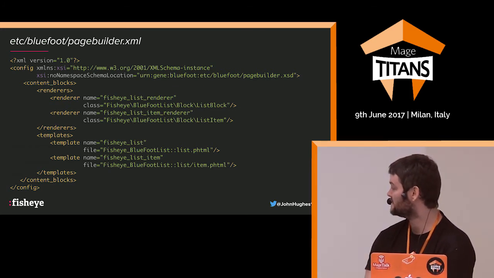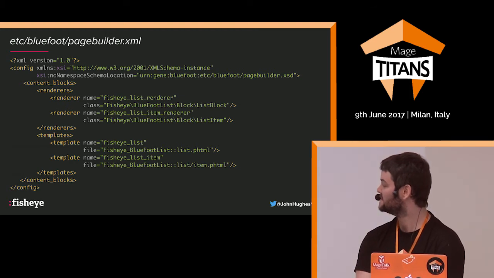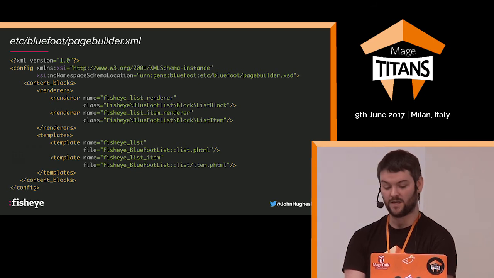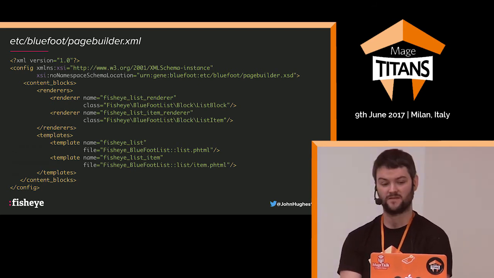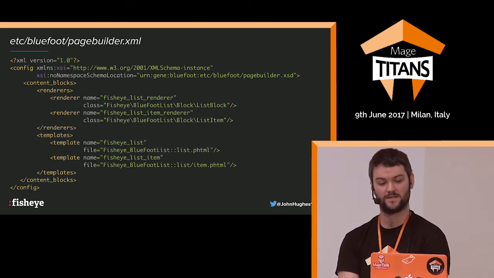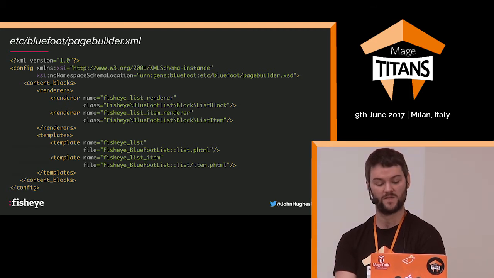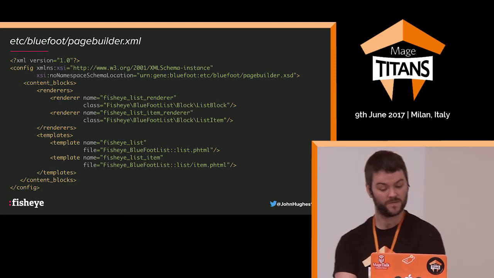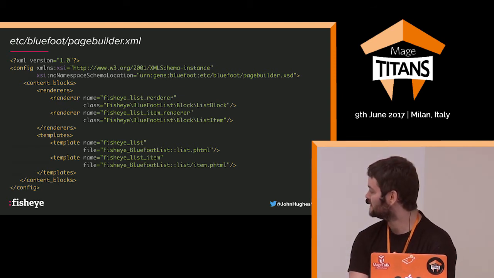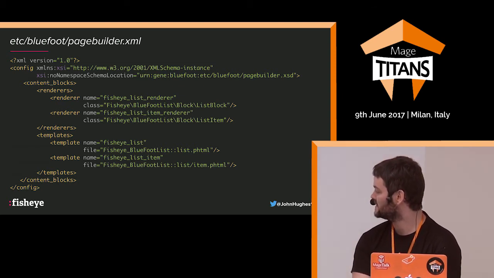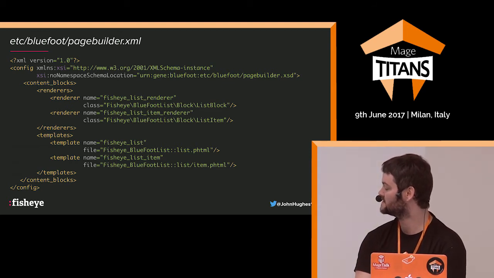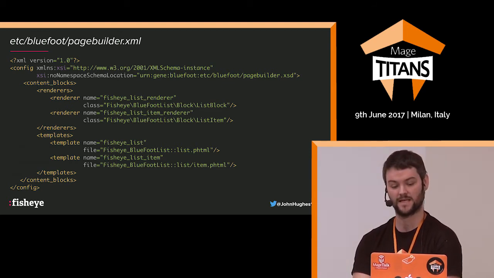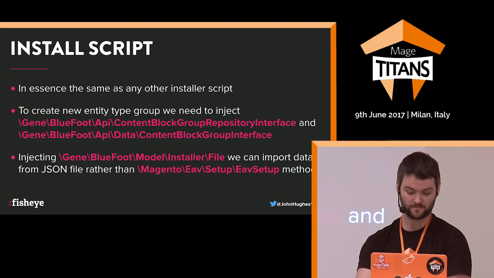As you can see, we've got 2 renderers and 2 templates, one of each for our list and list item blocks. So these aren't assigning them to the page builder blocks we're about to create. All it does is register them for use by BlueFoot. So technically, any other page builder block could use them if you set it. And the key thing to note here is the name attributes under the renderer and template elements, we'll use these during our data install to link our page builder blocks to the block classes and template files.